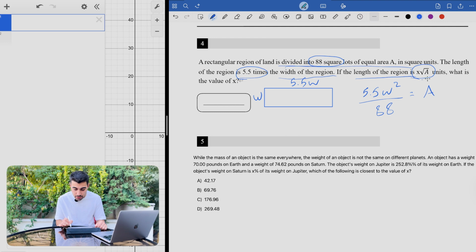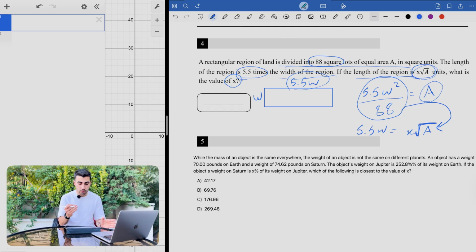Now, the second one is going to be the width of the region. Oh, no, the length of the region is this. So the length, which is 5.5 W, is equal to x root A. All right. What is the value of x? That's it. Okay. So what we will do, this is A. Let's just plug this thing into here and then solve for the value of x.